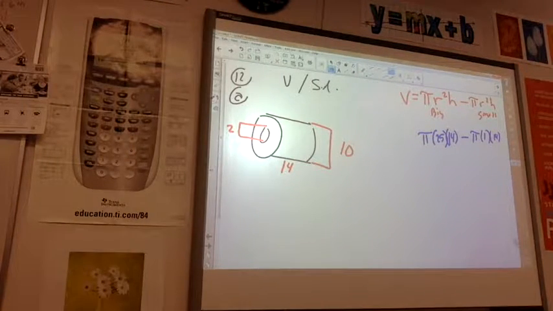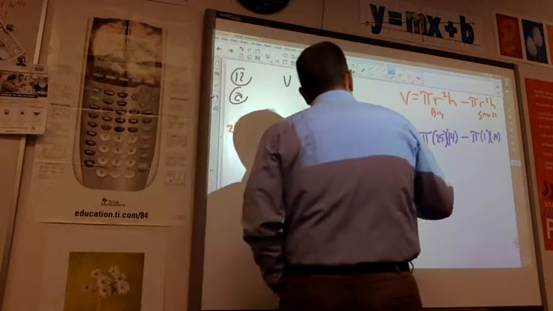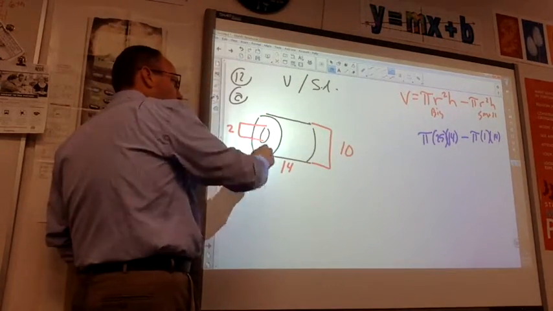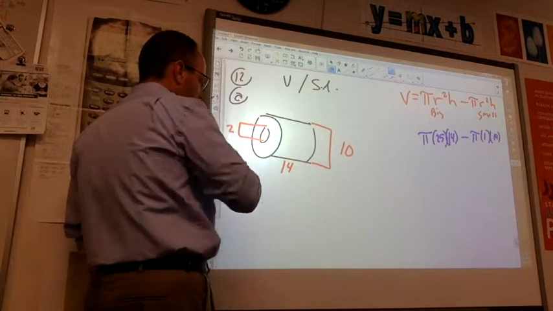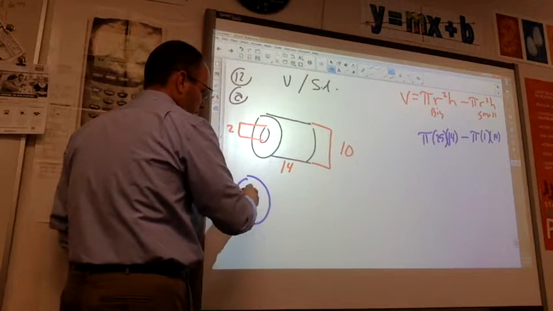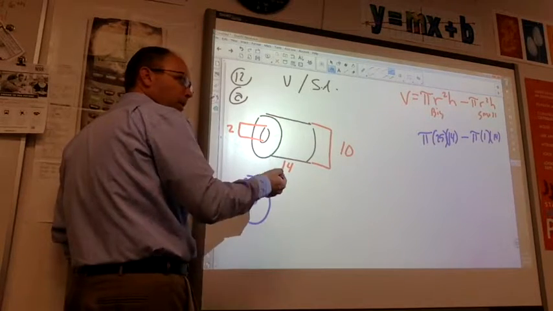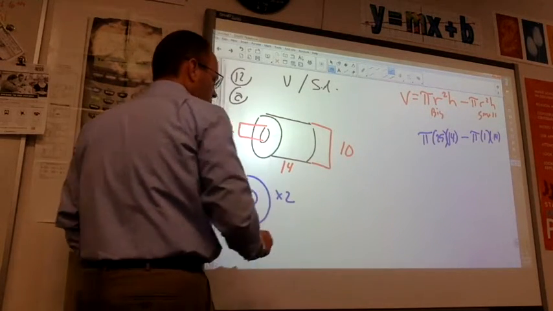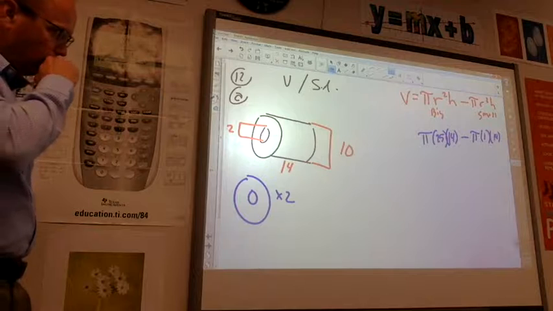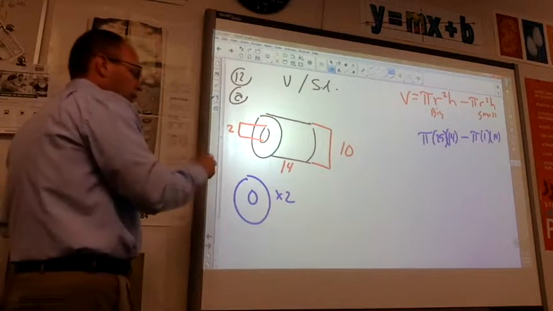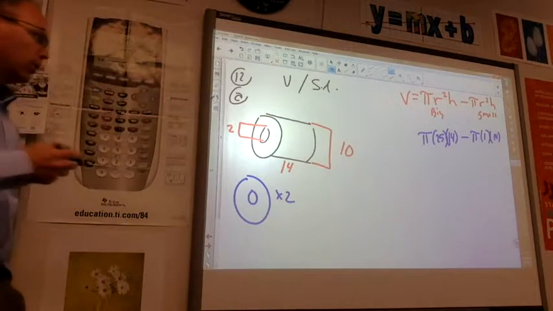That's what we should go. I will do the surface area now. All right. So the surface area, I have to realize I have a hole. So let's do this. Let's find the surface area. How many of these do I have? I have a top and a bottom, right? So whatever this is times 2. Okay? So let's find the surface area of the two circles.